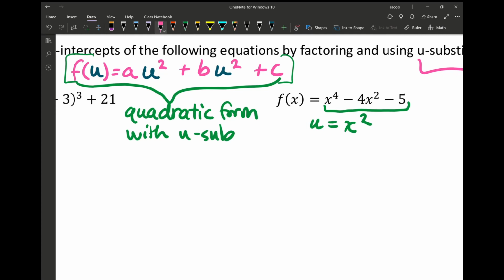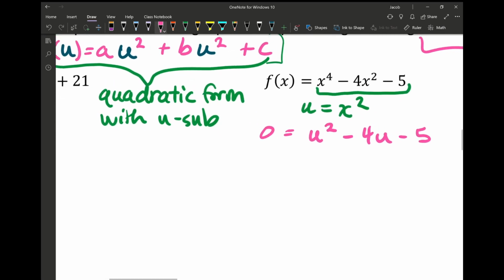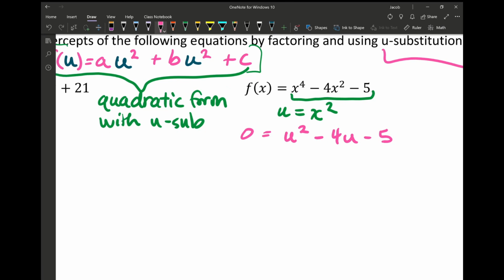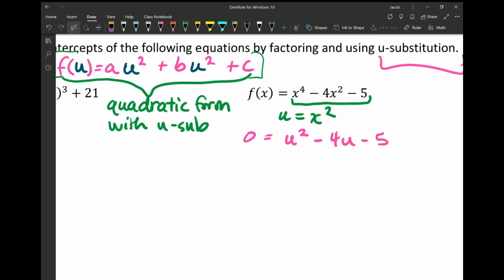So I would take x squared and say u squared minus 4u minus 5 is equal to 0. And I would solve this quadratic by factoring. I've just replaced everywhere I found an x squared, which I found 2 of them here, that's why it's u squared, and I found 1 of them here, that's why it's just u. I would replace them with u.